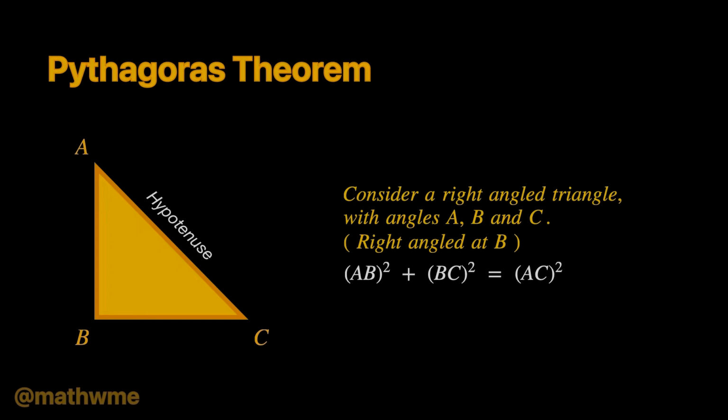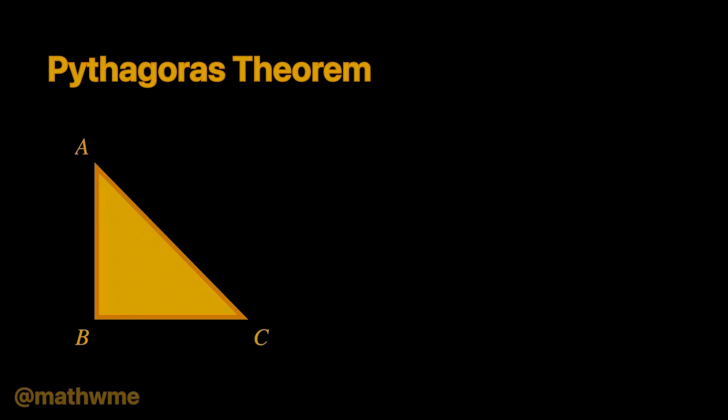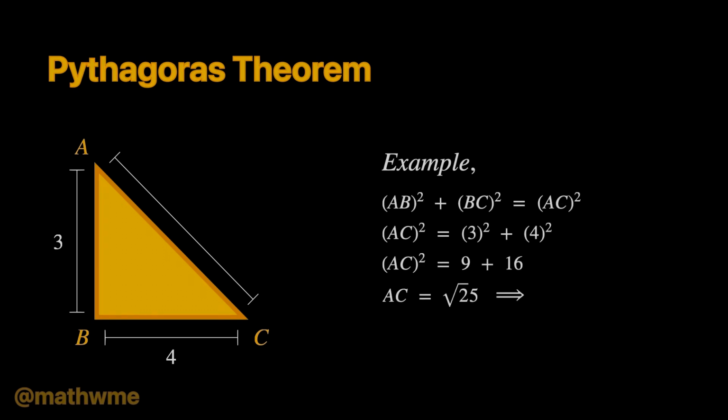So let us just take a small example to find out the unknown side of the given triangle, where the values of AB is given as 3 and BC as 4. So on applying Pythagoras theorem and substituting the values of AB and BC in the equation, we get AC square is equal to 9 plus 16, where AC becomes root 25, which is nothing but 5.